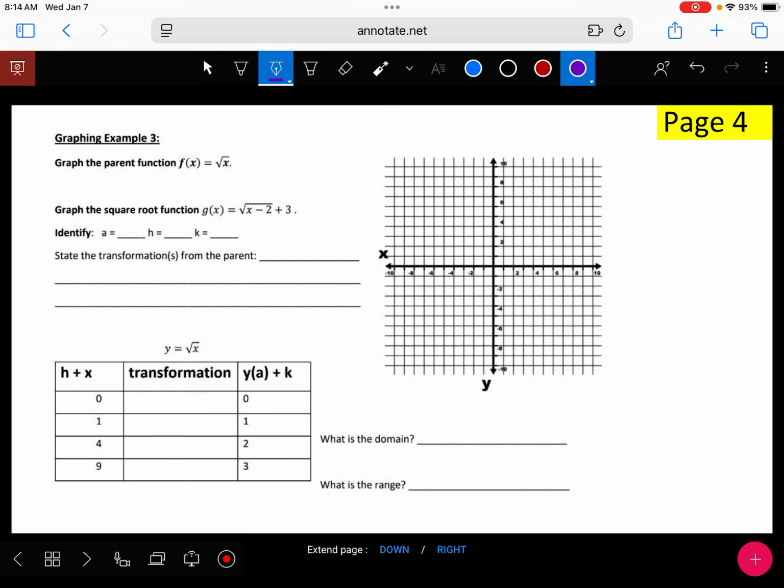All right, so let's go to example 3. We're skipping example 2. You can cross out example 2. We're going to example 3. And now we're graphing. So graph the parent. This is the parent. These are the ordered pairs for the parent for a square root. So let's go ahead and graph those values.